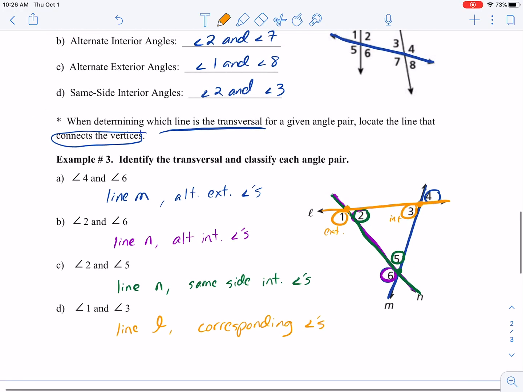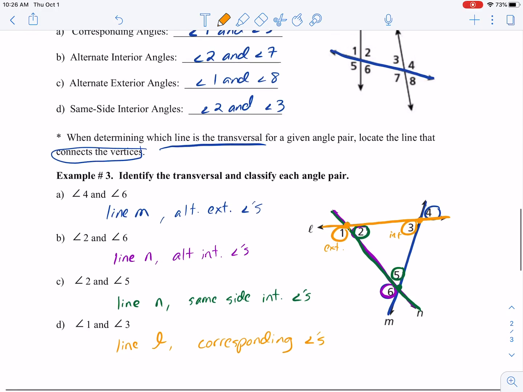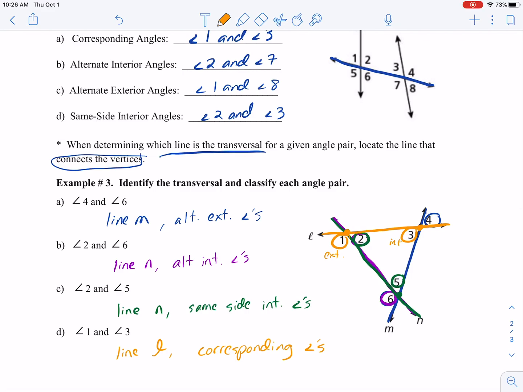Okay, a lot of vocabulary for this first section, a lot of identifying angle pairs and transversals. Get started on your homework, and we'll answer any questions you have in class.